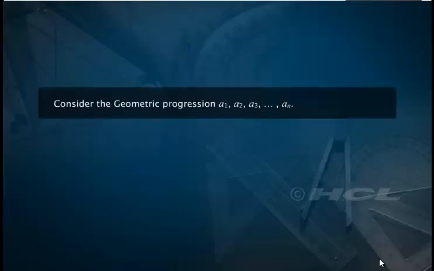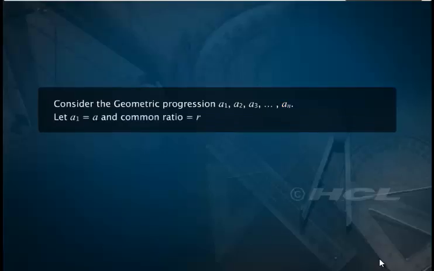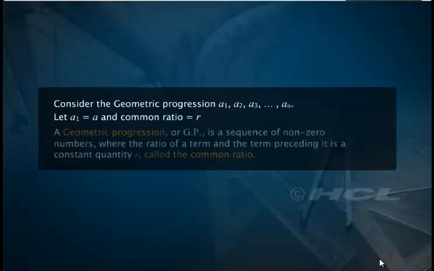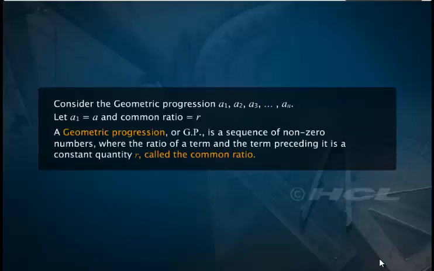Let's consider a geometric progression with terms A1, A2, A3 and so on up to AN. Let the first term A1 of a GP be A and let the common ratio be R. As we know, in a geometric progression, each term except the first term is obtained by multiplying the common ratio by the previous term.